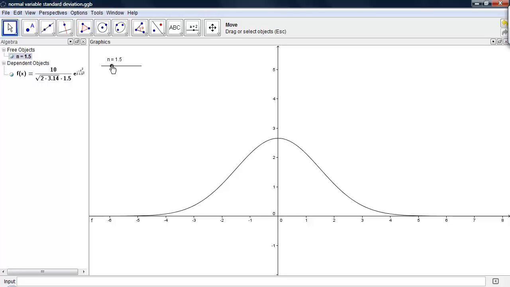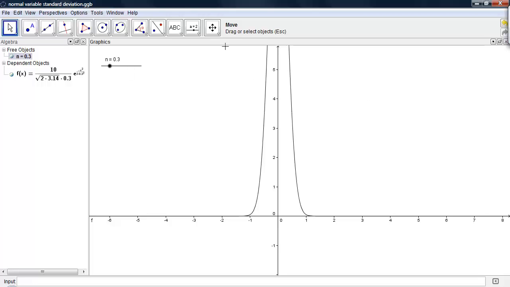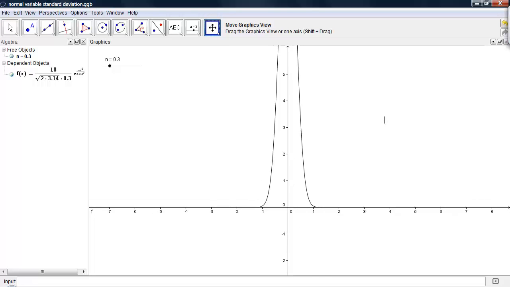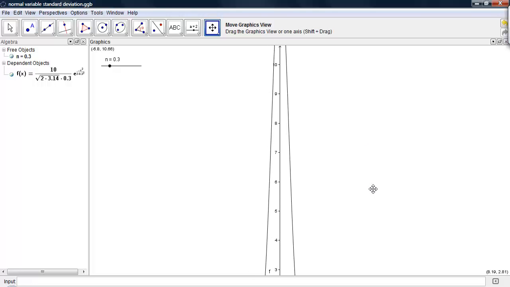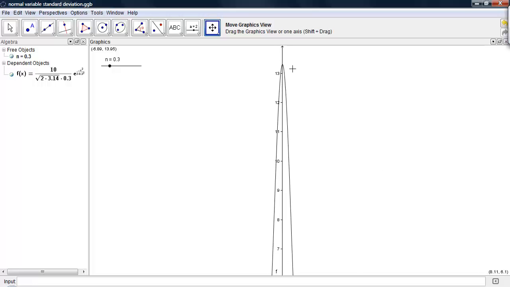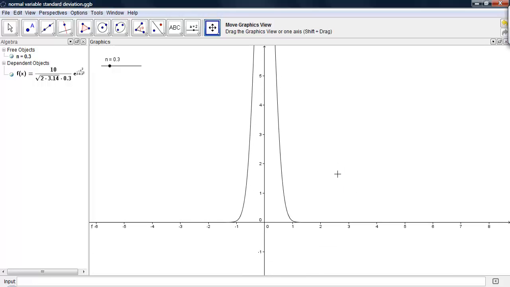And if we were to decrease this to, let's say, 0.3, we can see that the curve now has very, very thin tails, but it also has a very, very tall peak, all the way past 13 in this case. So when you have a very, very small standard deviation, the normal density has a very, very tall peak and very, very thin tails here. We kind of refer to this as tall and skinny.